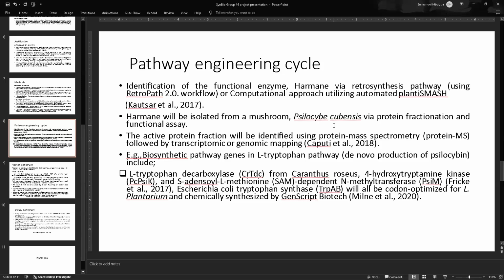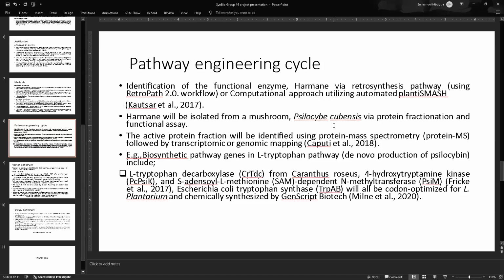HAMEN will be isolated from the mushroom Psilocybe cubensis. This is one of the plant sources of this compound, to be isolated via protein fractionation, and it will be identified using protein mass spectrometry followed by transcriptomic or genomic mapping. The biosynthetic pathway genes that have been reported in published articles in the L-tryptophan pathway include L-tryptophan decarboxylase, Escherichia coli tryptophan synthase. Then also we have a kinase.